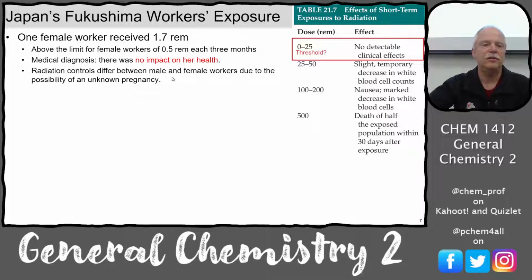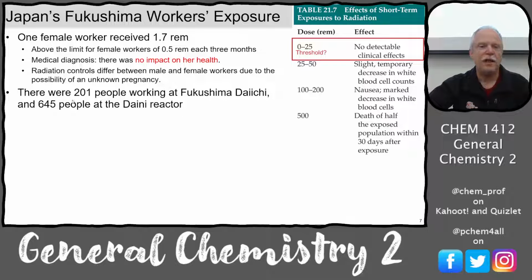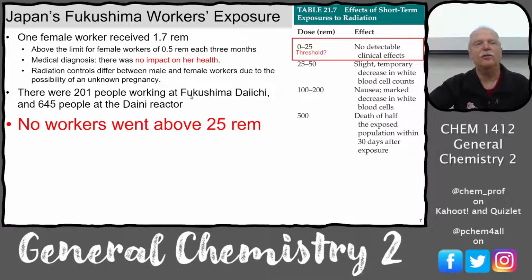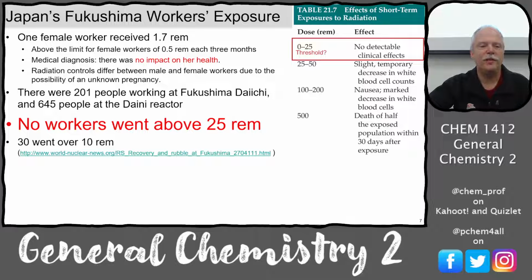Radiation controls differ between male and female because of the possibility of an unknown pregnancy, so they measure theirs every 3 months. Now, there were 201 people working at Daiichi and 645 people working at Daini, and no workers went above 25 rem. And the media was just telling everybody, oh, these people are going to die right there in the control room and everything. 30 people went over 10 rem, and here's my source for that.